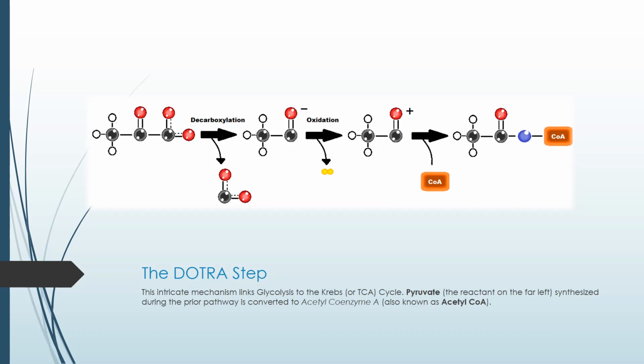Notice as well that each atom on the image is color-coded. So red stands for oxygen, black stands for carbon, blue stands for sulfur, and the hollow circles represent hydrogen atoms. The small pair of yellow icons are supposed to be electrons leaving the acetyl group. And then there's the orange box that is supposed to be the coenzyme A portion.